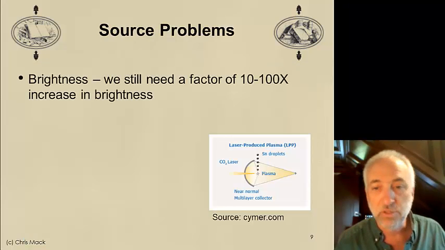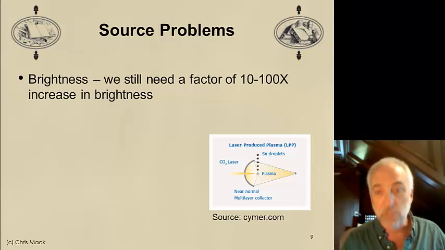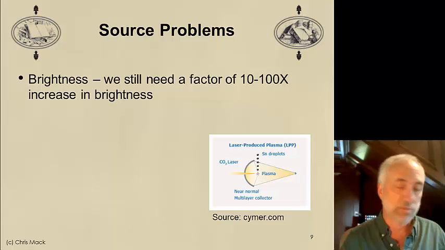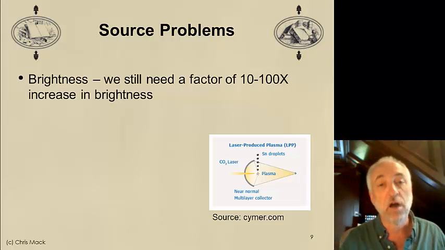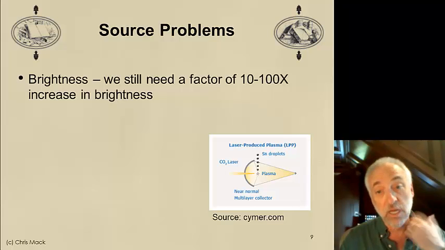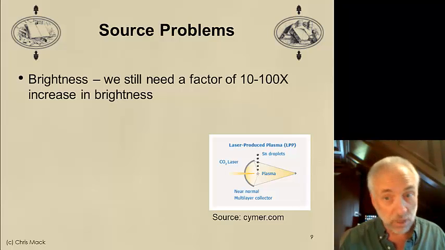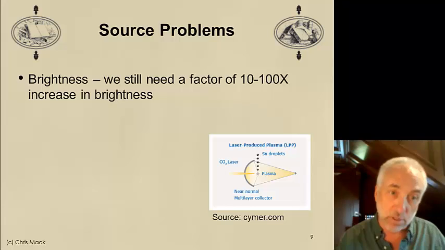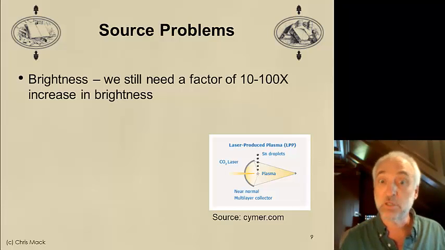So, what are the problems with the laser-produced plasma sources? Well, it's not bright enough. We are between a factor of 10 and a factor of 100 too dim in the brightness of our lasers. As a result, our throughput is too low.